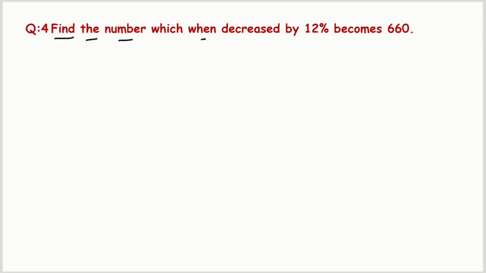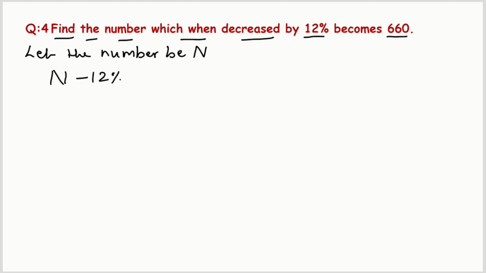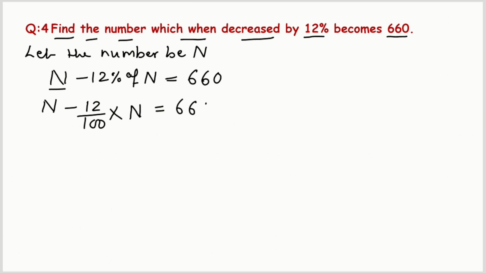Find the number which when decreased by 12% becomes 660. So let the number be n. Now this number n and the 12% of this number is subtracted from the number will give us 660. Now solve this problem. n minus 12%, 12 over 100 times n will give you 660. Take the n common by using the distributive property. 1 minus 12 over 100.